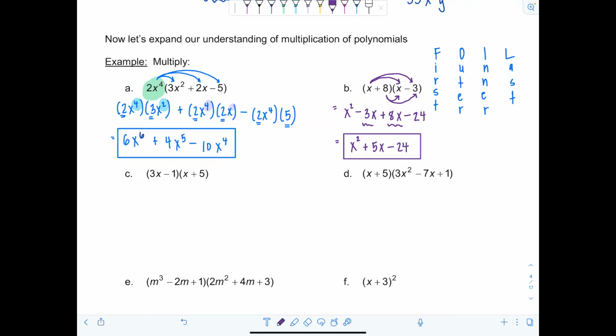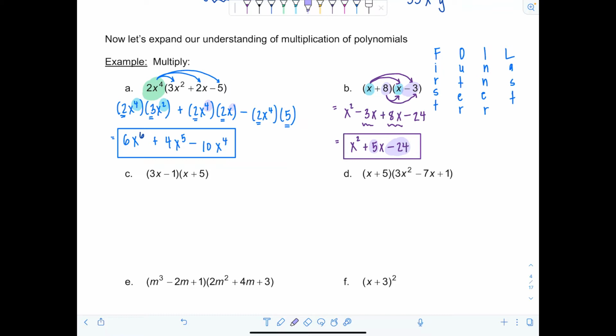Now, if you'll notice, when you're foiling, and each of the outer terms here, the first terms, x and x, have a coefficient of 1, you can actually jump straight to the final answer. What do I mean? Well, notice 8 plus -3 gives me 5, and 8 times -3 gives me -24. So you can skip that middle step.